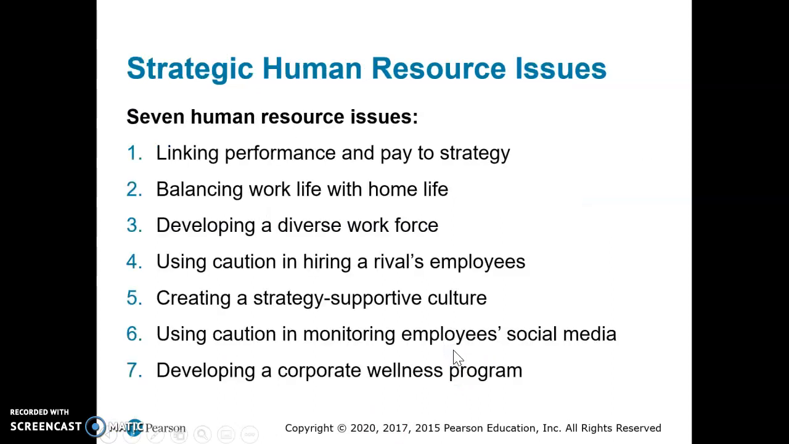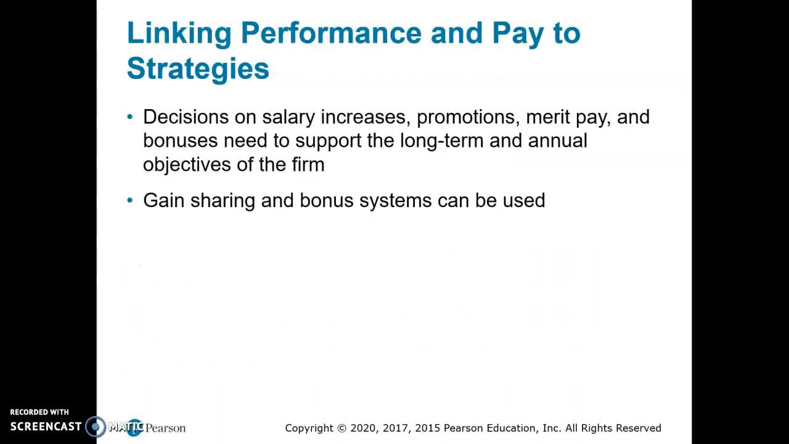We also need to look at how human resources impacts strategic implementation. There are 7 major human resources issues that I discuss in this text. One is linking performance and pay to our strategy, balancing work life and home life, developing a diverse workforce, using caution in hiring rivals' employees, creating a strategy-supportive culture, monitoring employees' social media, and developing a corporate wellness program. We'll just talk about each of them real quick.